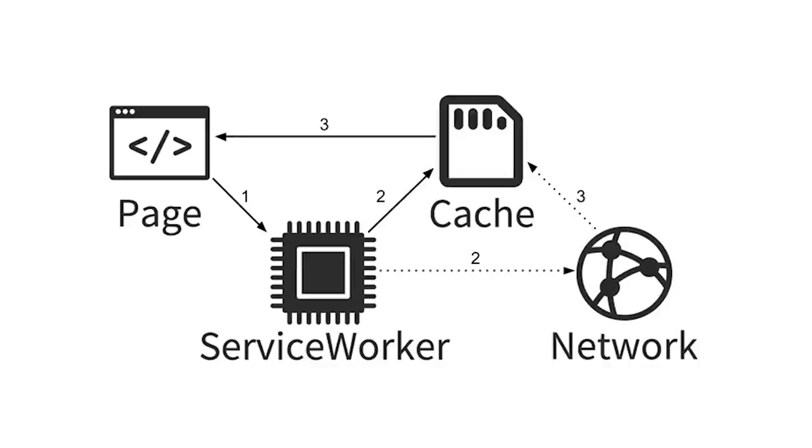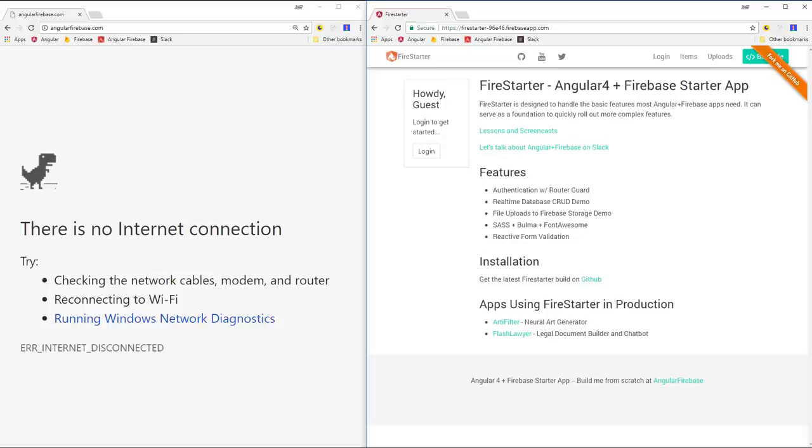You can actually test this out now on our live Firestarter demo app. First, visit the app with an active connection, and then turn off the internet connection and refresh the page.